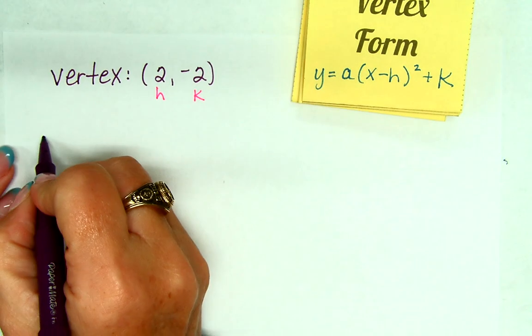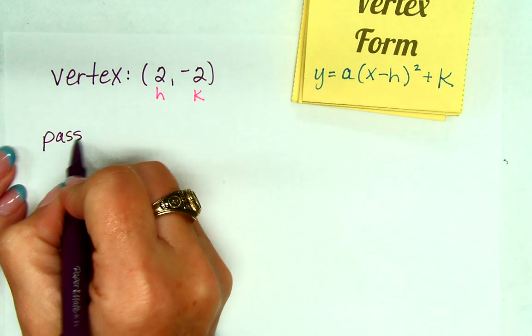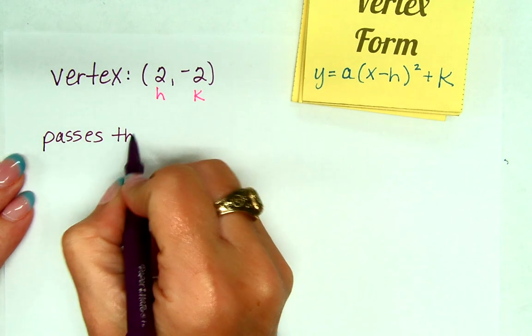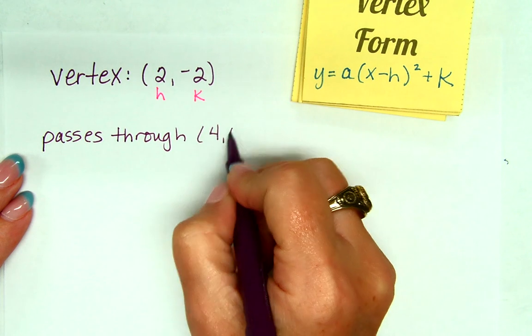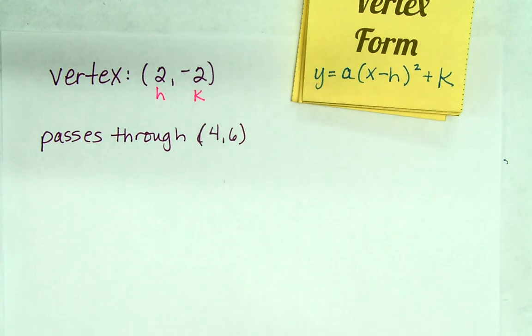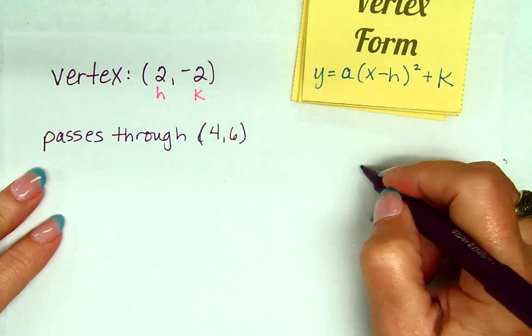I also need to tell you something like that it passes through the point 4, 6. Now, how many parabolas have a vertex of 2, -2 and pass through the point 4, 6? 2. Right? Can I prove that to you? Yes? Okay. Graph it real quick.